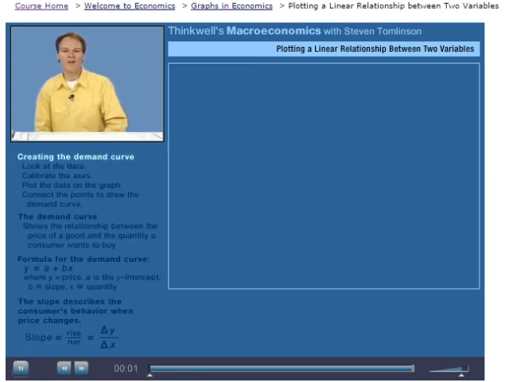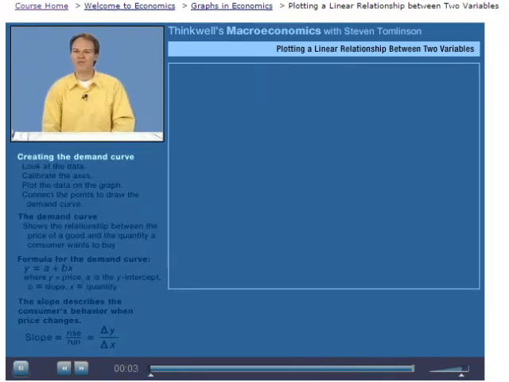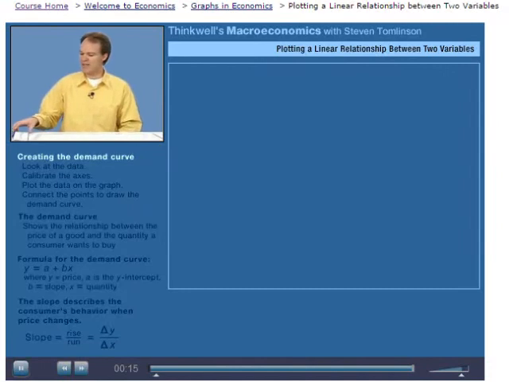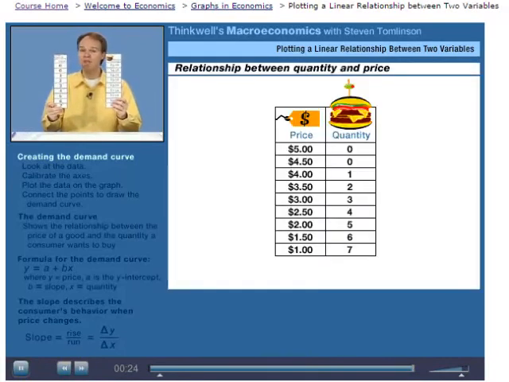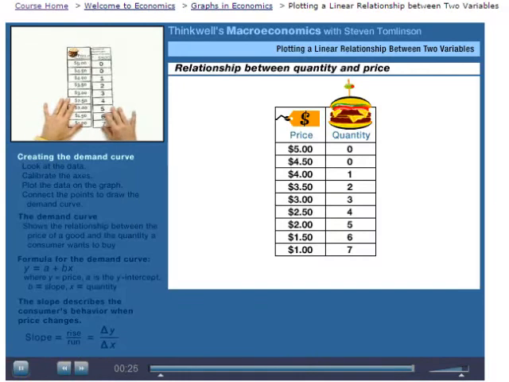Now we'll look at another relationship between two variables represented graphically. In this case, we'll look at the behavior of a hamburger customer, Bob, and we'll look at what Bob does when the price of hamburgers changes. I'm going to now look at a data set that represents the price of hamburgers and the quantity of hamburgers that Bob consumes every week. Let's look at the relationship between these two variables.